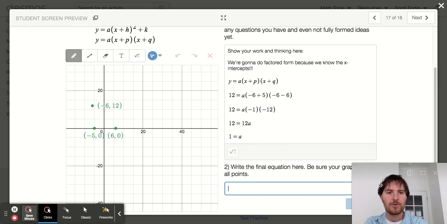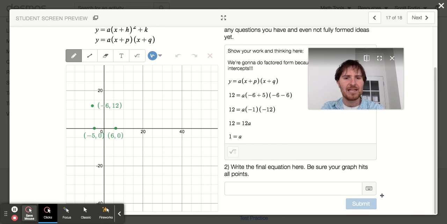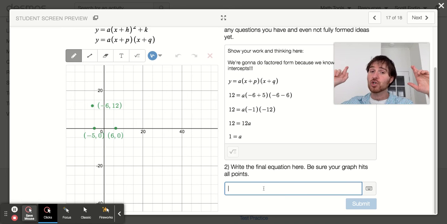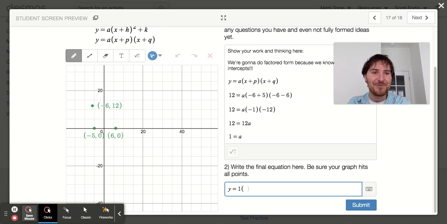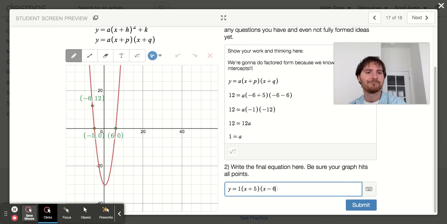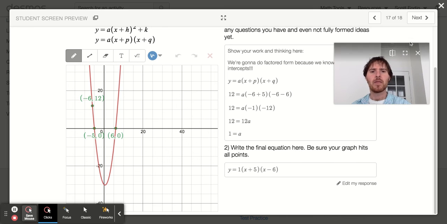Be sure that your graph hits all points. Well, let's check it out. Fingers crossed. I feel like I might have done something wrong because it was too easy. I got A equals 1. So anyways, Y equals, you don't have to put the 1 there actually, because it could be an invisible 1 in front here. We got 1 times the factor (x plus 5) times (x minus 6), fingers crossed, and boom. There we go. No fireworks this time. I think that's good enough here. We'll take a good golf clap for ourselves. All right, click submit. There we go.